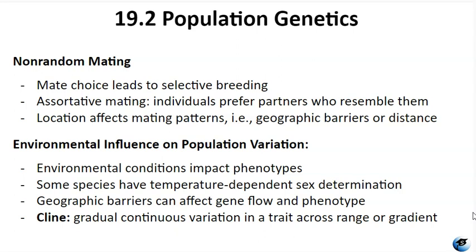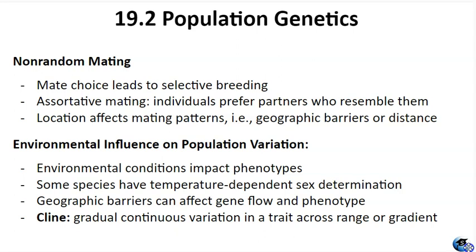The environment is another factor that contributes to population variation. Environmental conditions can impact phenotypes such as darker skin in individuals exposed to sunlight regularly. In some species, the environment even determines major characteristics like sex, as seen in turtles and reptiles, with temperature-dependent sex determination. Geographic separation between populations can result in phenotypic differences observed in variations along ecological gradients known as clines.